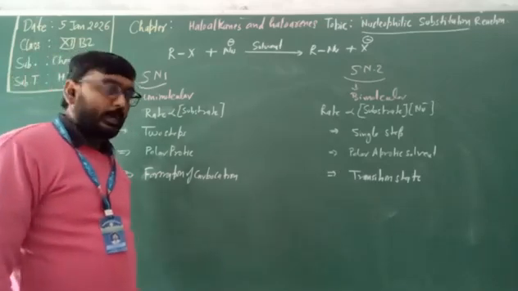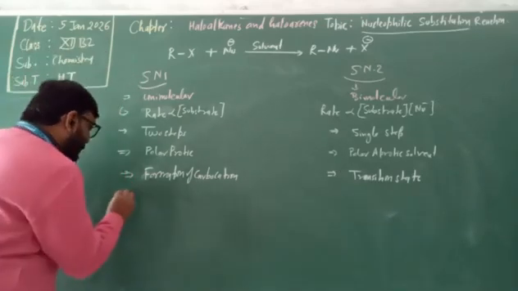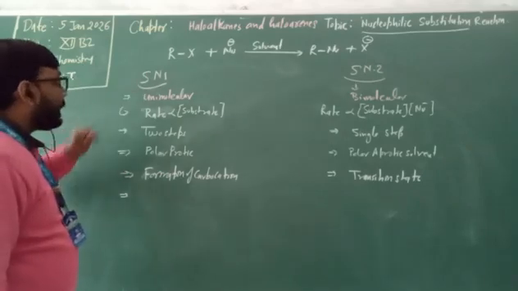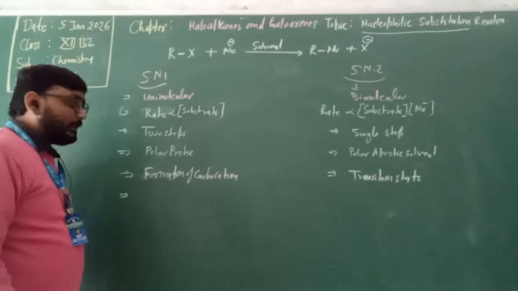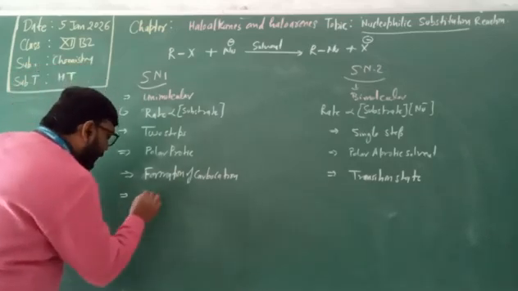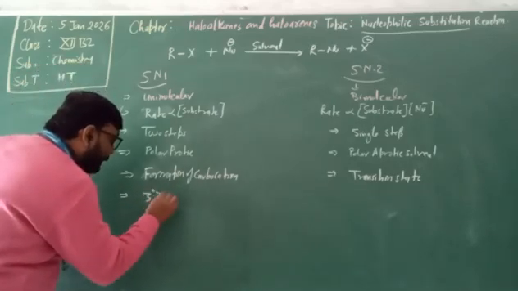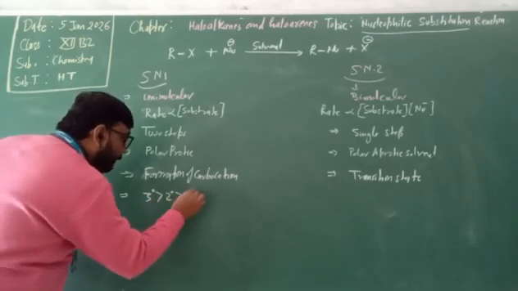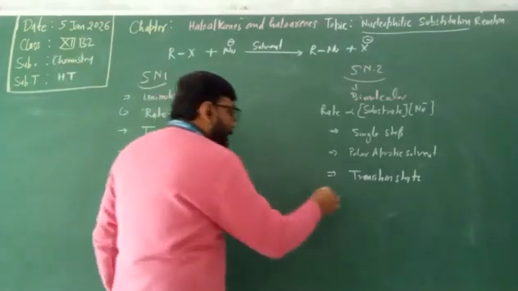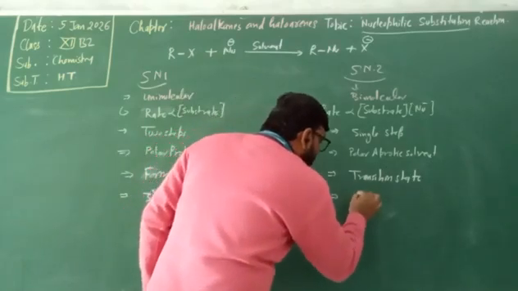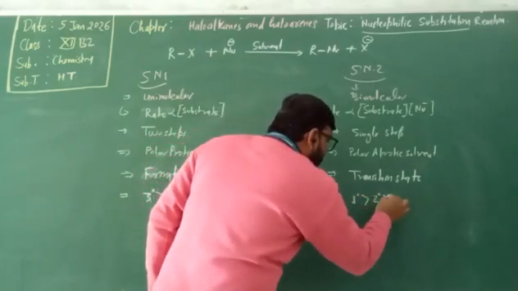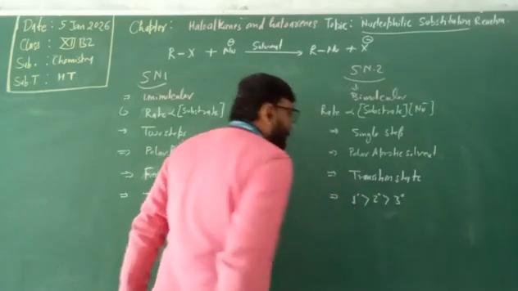One more thing: when we look at the order of reactivity for the different carbocations, the order is 3 degree, 2 degree and 1 degree. In SN2, the order of reactivity is that 1 degree is faster, 2 degree is slower, and 3 degree is very slow.